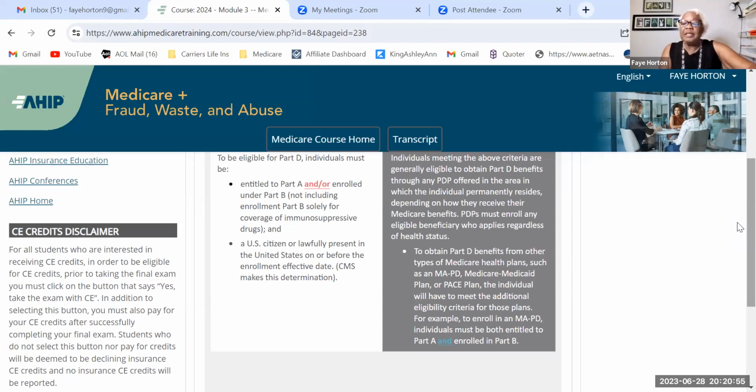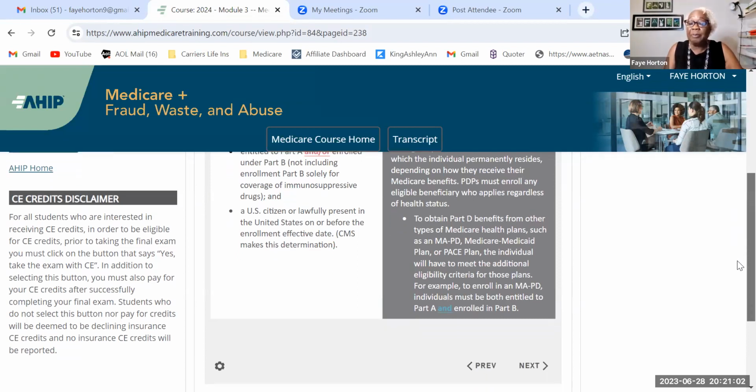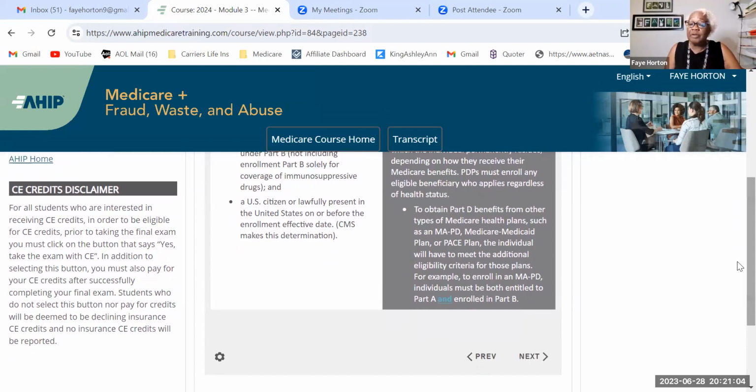To obtain Part D benefits from other types of Medicare health plans, such as an MAPD, Medicare-Medicaid plan, or PACE plan, the individual will have to meet the additional eligibility criteria for those plans. For example, to enroll in a Medicare Advantage with prescription drug, individuals must be entitled to both Part A and Part B, not A or B.